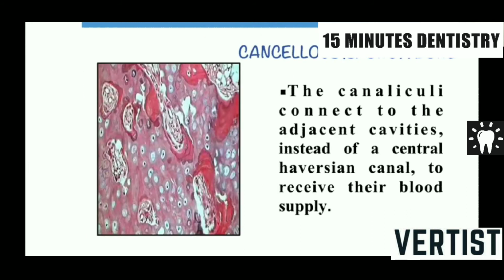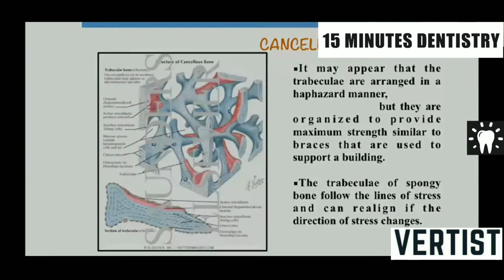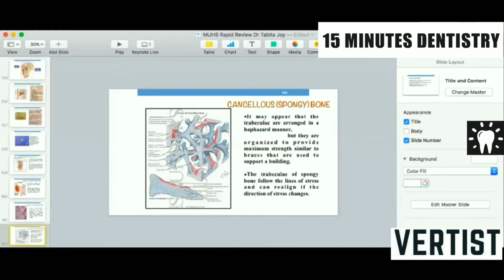Now here you can see the canals which are present. They are basically connected by the different Haversian systems here. Now this is the cancellous bone. You can see that they have a trabecular pattern, and the maximum strength is present here.